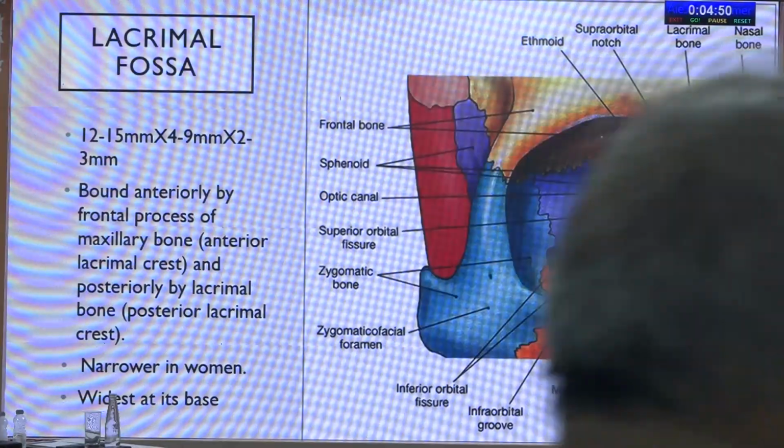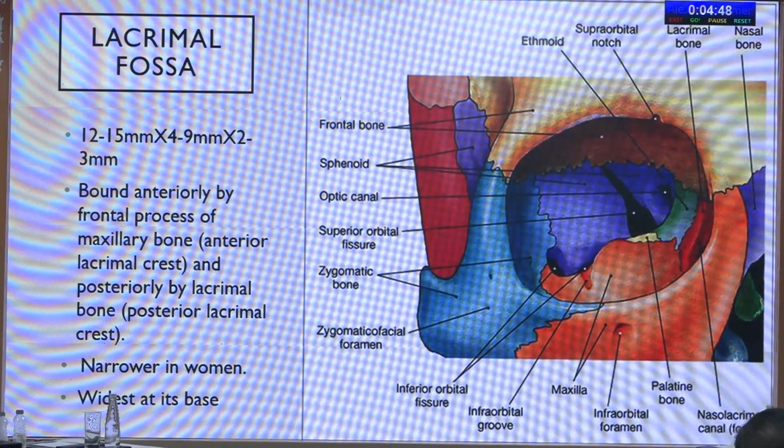Actually, I needed a pointer. Can it be arranged? Can we have a pointer, please?